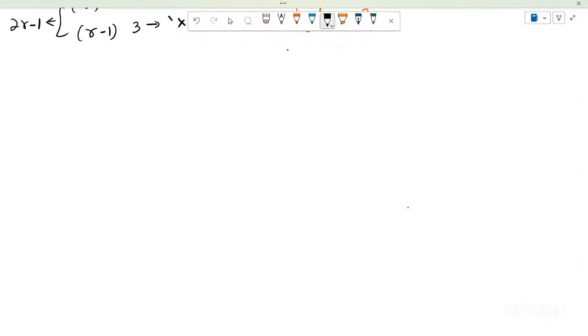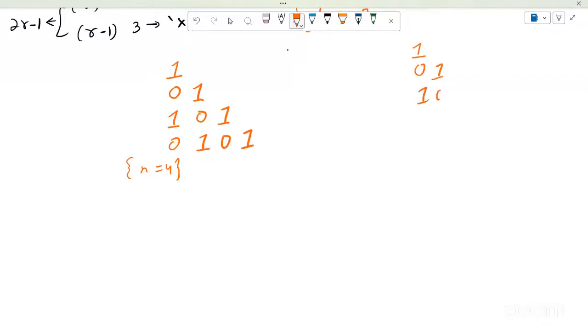Now, let's look into a different pattern and see whether you're able to come up with the logic or not. So I'll draw two patterns over here. 1, 0, 1, 1, 0, 1, 0, 1, 0, 1. So this is for if n is equal to 4, and 1 0 1 1 0 1. This is for when n is equal to 3.